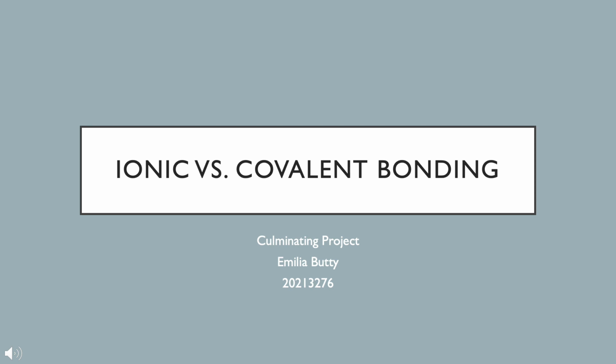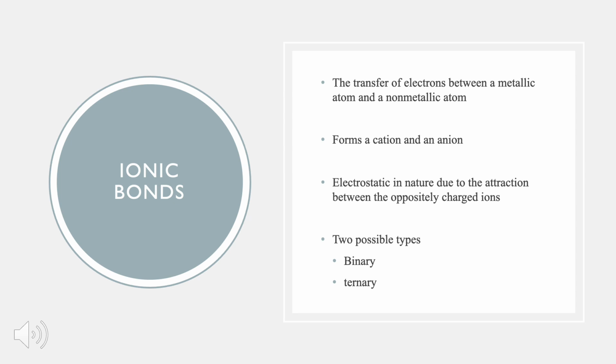The topic being discussed in this tutorial is ionic versus covalent bonding from Module 5. Ionic bonds are defined as the transfer of electrons between a metallic atom and a nonmetallic atom. They form a cation and an anion.